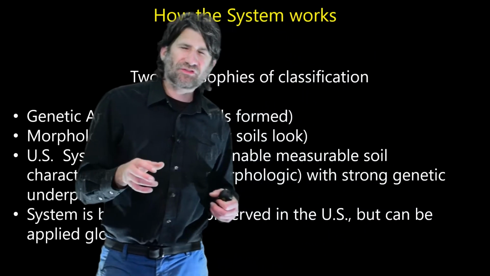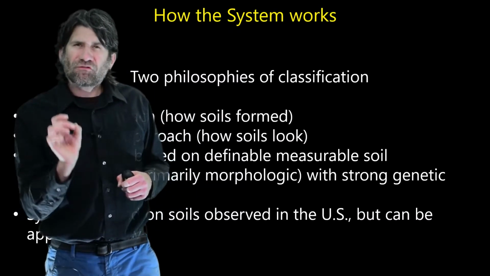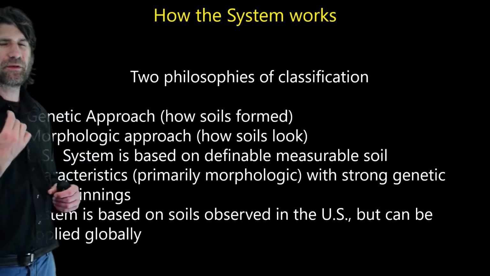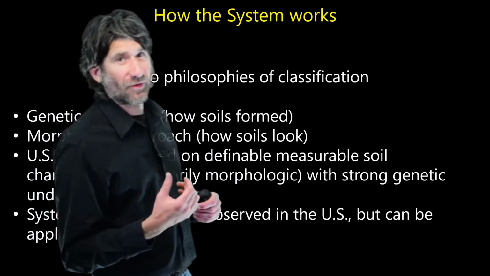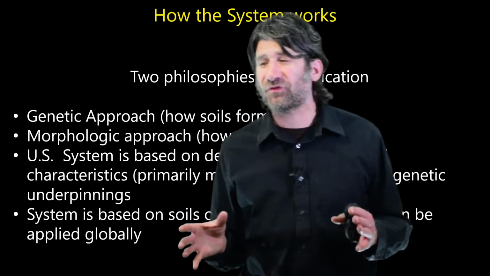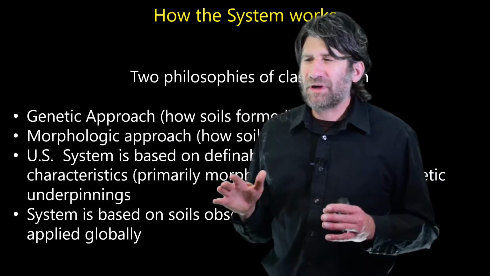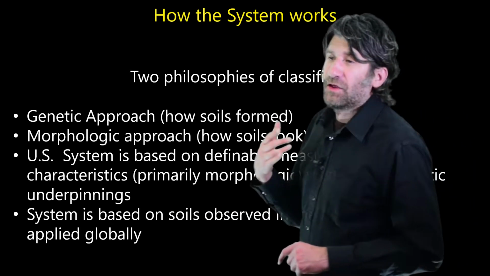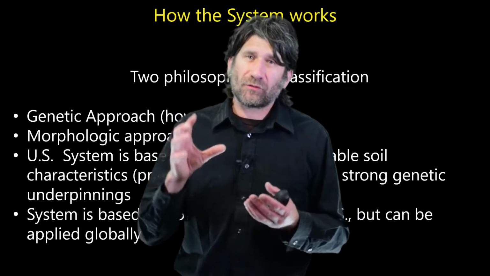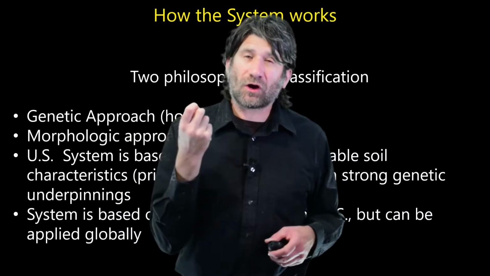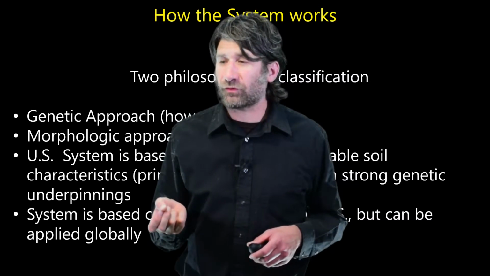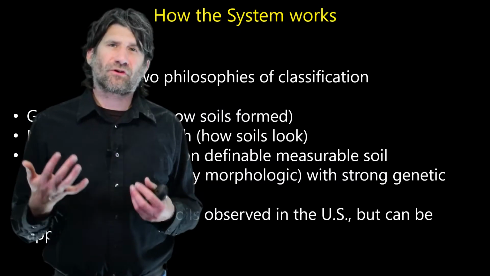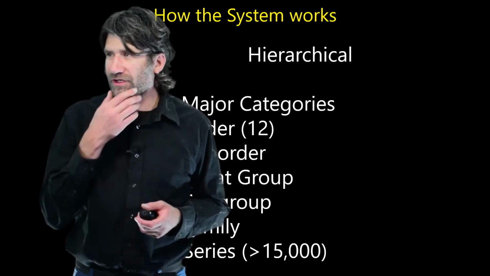Our US system is based on the morphological, the described measurable soil properties, whether that's the amount of organic material in the A horizon or something else. It's based on those described soil properties, but it has very strong, look what it says here, very strong genetic underpinnings: those morphological properties that we use to classify the soils are related to a specific soil forming process. This system was developed for soils observed within the US, but we can apply it globally as well.